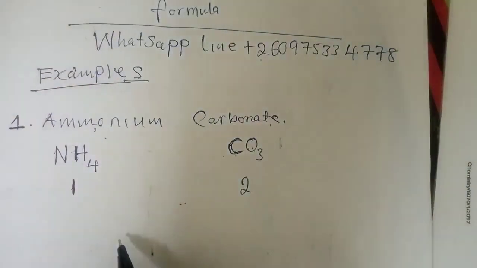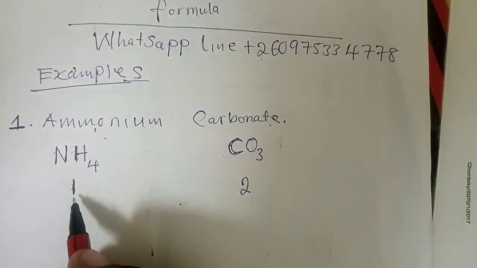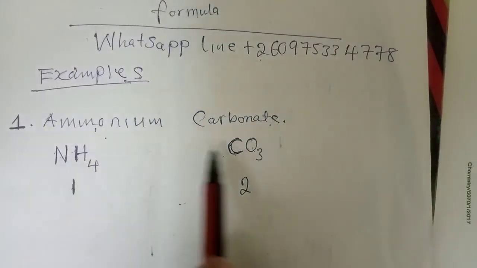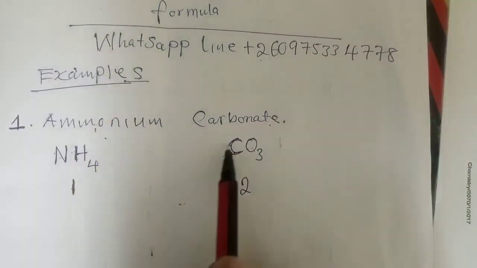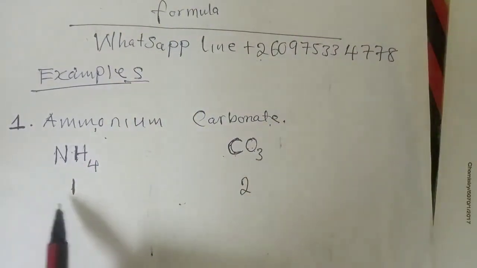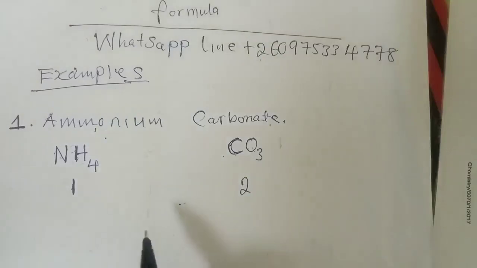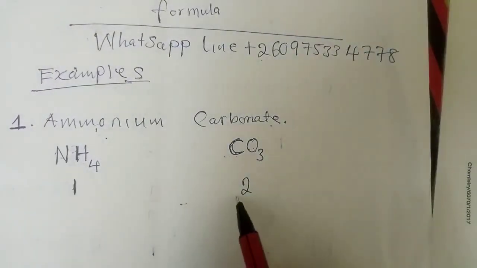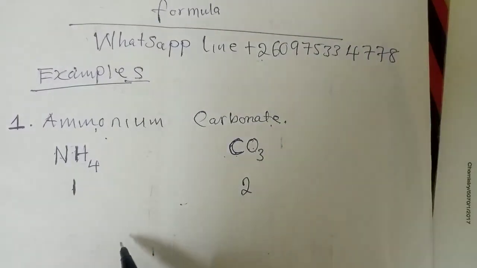So this is the second thing that you need to do. The first thing is to write their formulas. The second thing, you write their valence numbers. Then the third thing is to swap or exchange their valences.